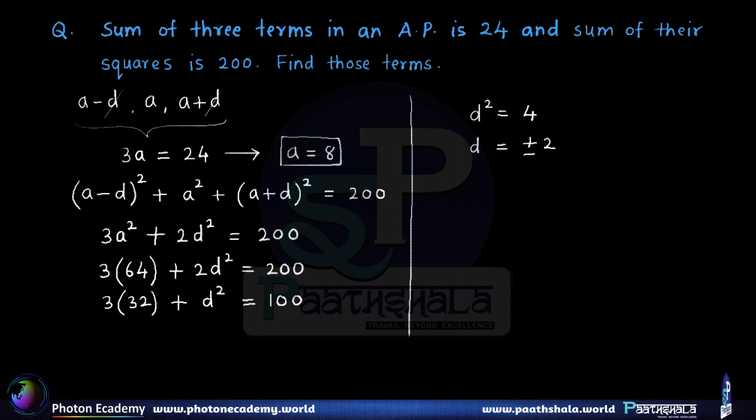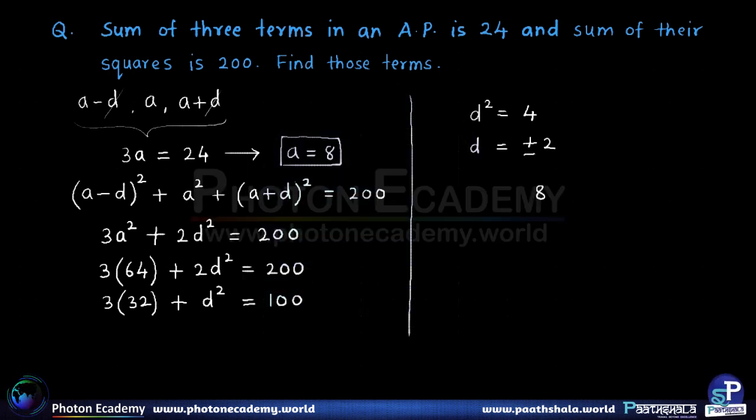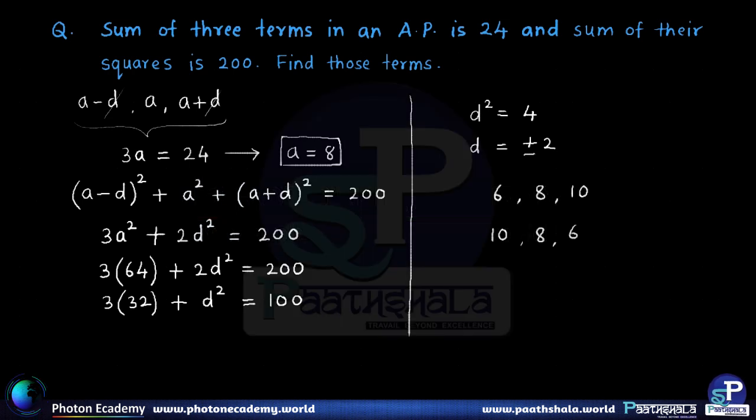So that means if we consider A as 8 and D as plus 2, then the first and last terms will be 6 and 10. But if we consider D as minus 2, then it will be nothing but the decreasing sequence with the same numbers. So ultimately we have the three numbers as 6, 8 and 10.